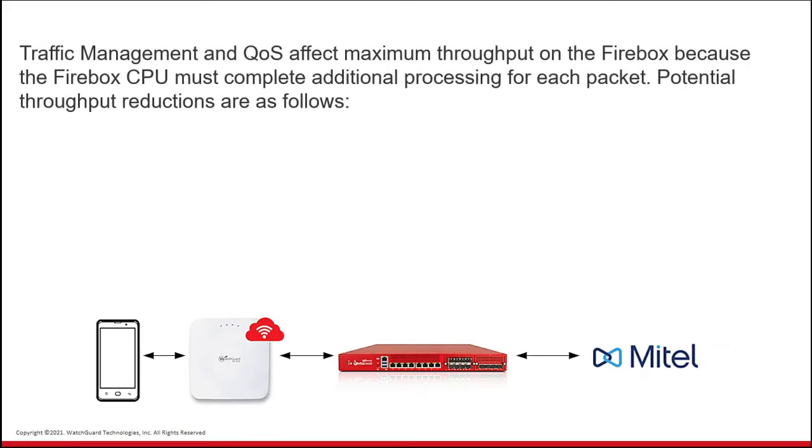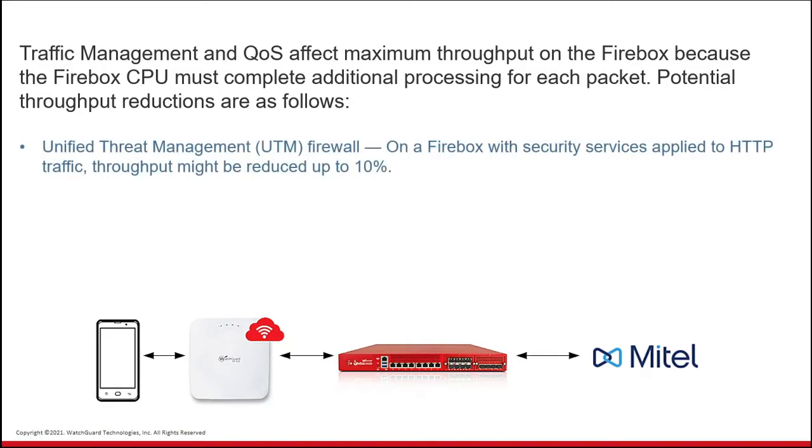Now, when it comes to traffic management and quality of service, it's also going to affect the maximum throughput on the firewall, right? Because we are doing an extra check here to classify or categorize the type of traffic. So definitely there is an effect on the CPU itself. Potential throughput can be reduced depending on different scenarios.